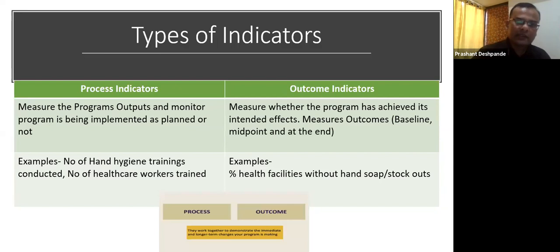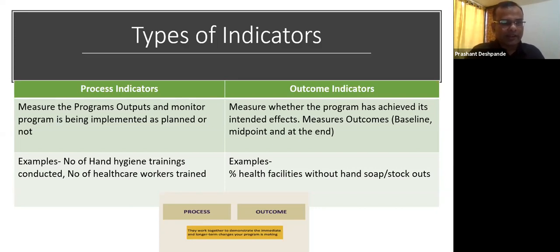Then other indicators, which were spoken about last time by Madhuri ji, were process indicators and outcome indicators. Process indicators are related to outputs. Whatever outputs we have, if we measure them, those become our process indicators, because those are short-term steps. When we start measuring our process indicators, we can see whether our activities are being implemented as planned or not.